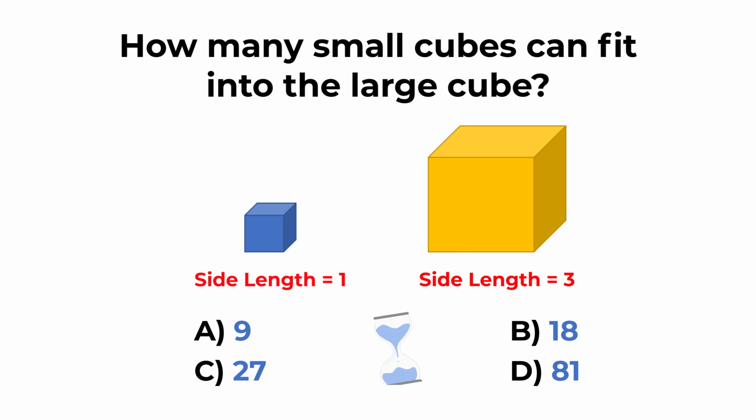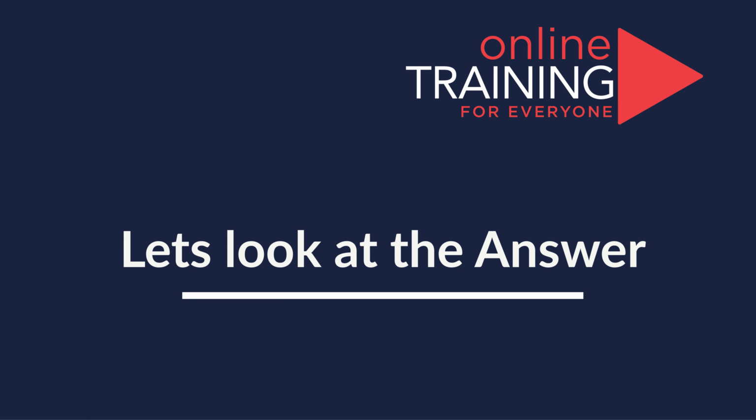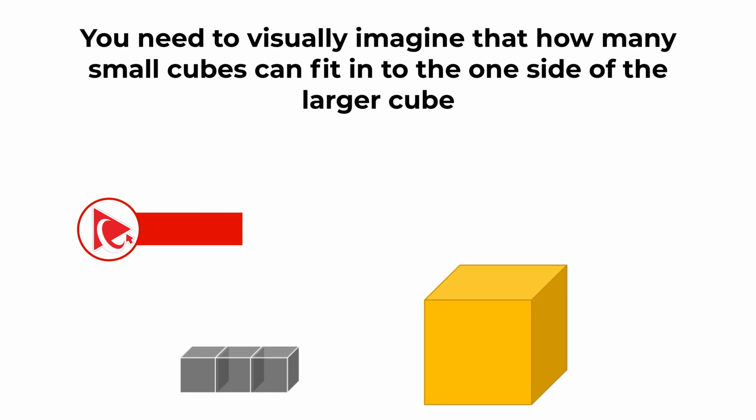Do you know the answer? Give yourself a few moments to calculate it, maybe 20 to 30 seconds. This is about as much time as you get in the real test. Ready or not, let's go ahead and get to the correct solution together. To solve this challenge, you need to visually imagine how many small cubes can fit into one side of the larger cube. And the answer is that 3 small cubes can fit on each side of the large cube.